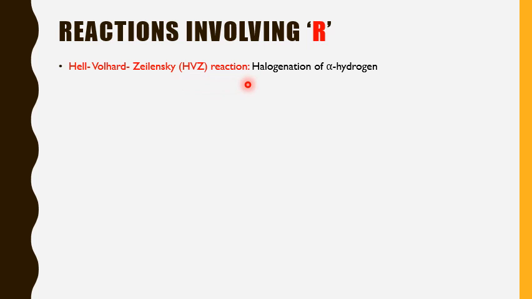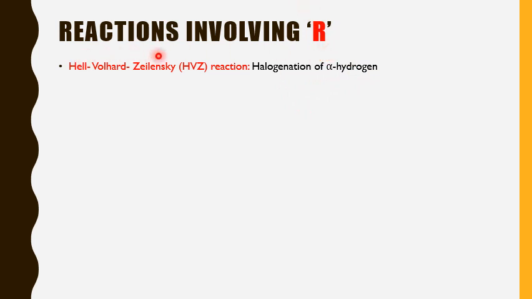Hell-Volhard-Zielinski, HVZ. It is famously called HVZ, and HVZ is named after 3 scientists, Hell, Volhard and Zielinski. So these are the names of 3 scientists. What does this reaction mean? This reaction is basically the halogenation of alpha hydrogen in the R chain.